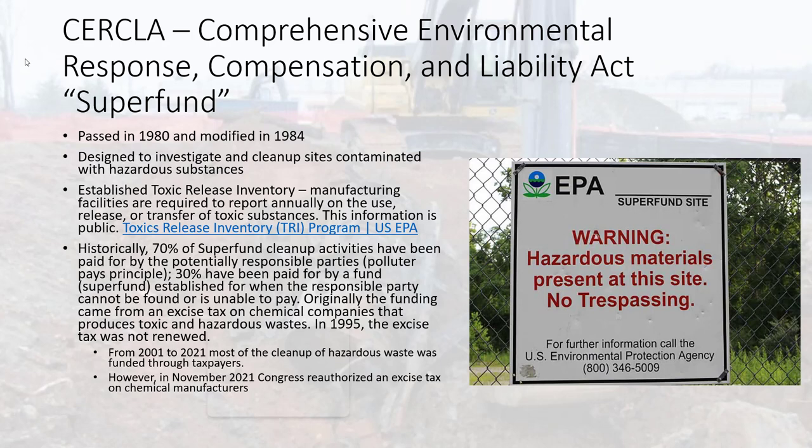Now, that funding originally came from a tax that we had placed on chemical companies that produce toxic and hazardous wastes, right? These are companies that are producing these materials. We tax them, and that money from that tax is then used to clean up sites that get damaged. However, in 1995, that tax was not renewed, and there was lobbying by a lot of these companies to say, well, we were not the ones that were specifically responsible for this cleanup, so why should we have to pay for it? And what happened is, instead of the money for that Superfund coming from that tax on these chemical companies, most of it then came from being funded by taxpayers, right? So you and I were paying our taxes, and that tax money was going to clean up these sites. However, in November 2021, Congress reauthorized that excise tax on chemical manufacturers. So they are once again paying into this fund.